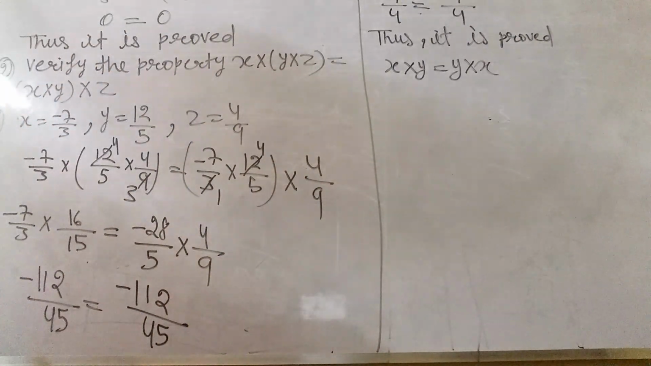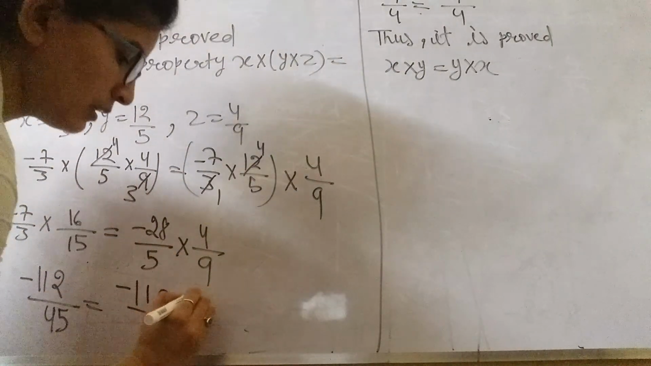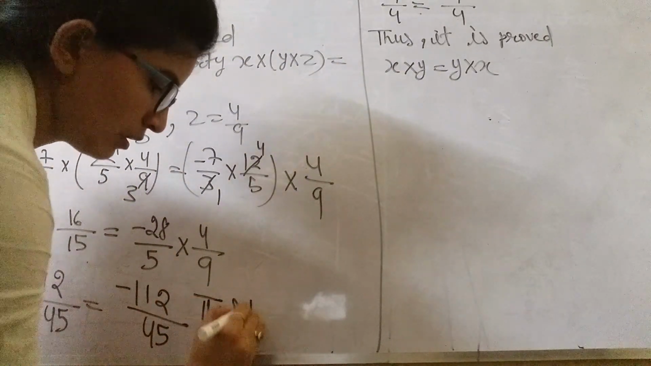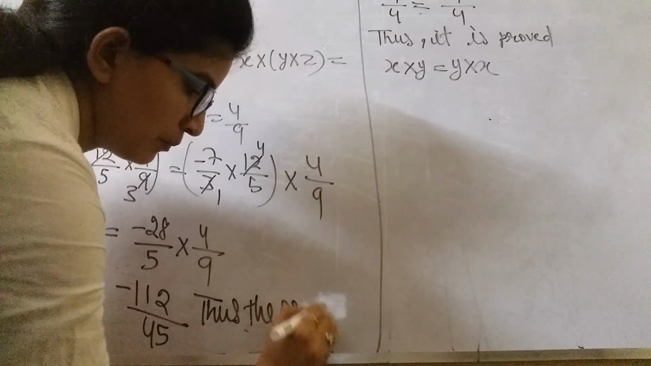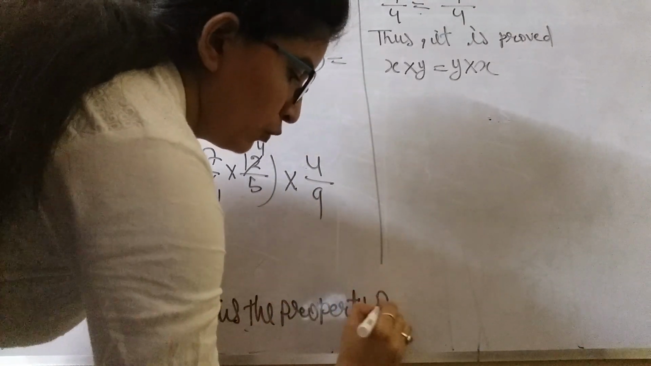So we have same numbers on the left hand side as well as right hand side. Thus it is proved. Thus the property is proved.